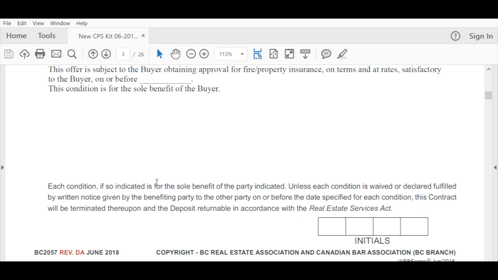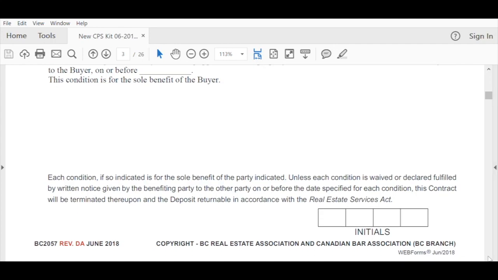Each condition, if so indicated, is for the sole benefit of the party indicated, unless each condition is waived or declared fulfilled by written notice given by the benefiting party to the other party on or before the date specified for each condition. This contract will be terminated thereupon and the deposit returnable in accordance with the Real Estate Services Act. This is the walkaway clause. So you have to have it before you can say, I don't want to continue. And then you better be careful to follow this walkaway clause. The seller always can come after you.